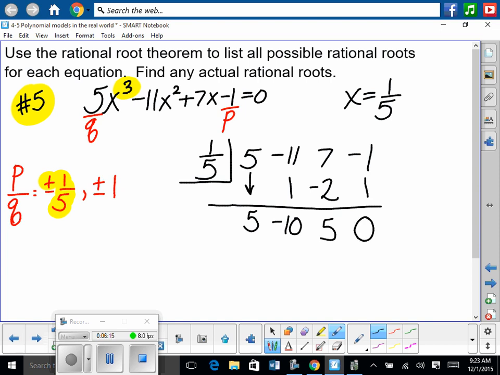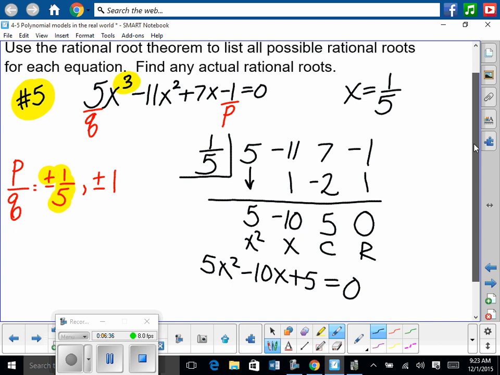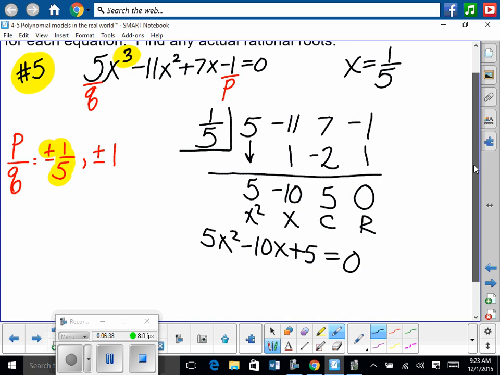Now this will always be true if that's really a root. A remainder will be 0 if that's a root. So if this is our remainder, this is our constant, this is our x, this is our x squared. So we have 5x squared minus 10x plus 5. And that's a quadratic. And we know how to solve a quadratic. Unfortunately, we have to use the quadratic formula in this one. Or if it factors, we could use factoring.